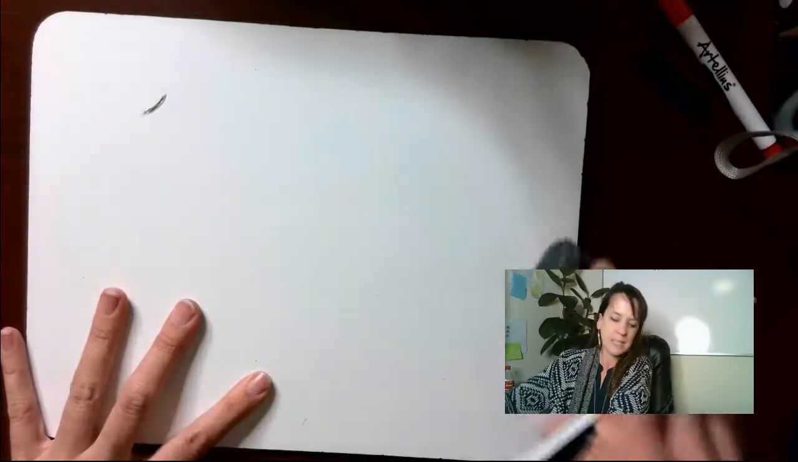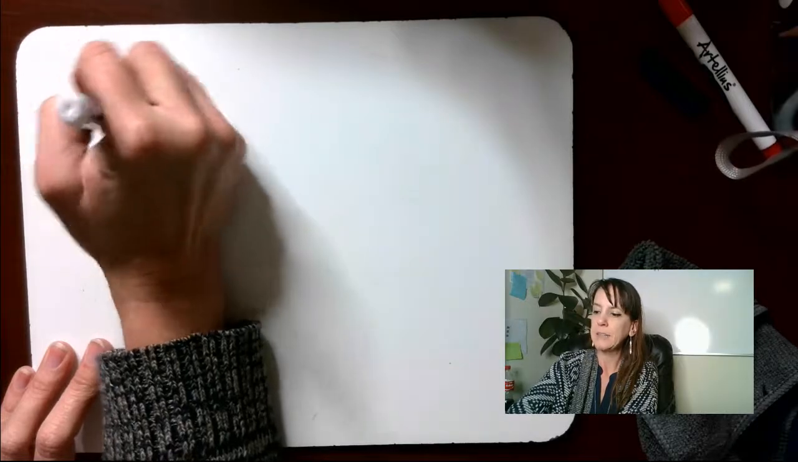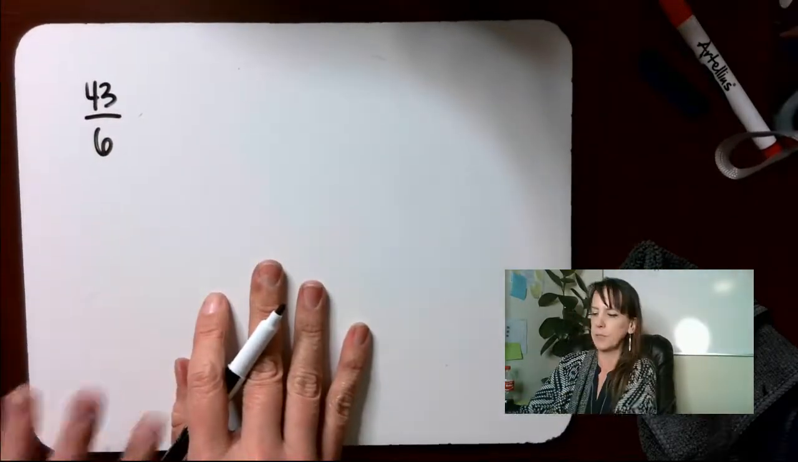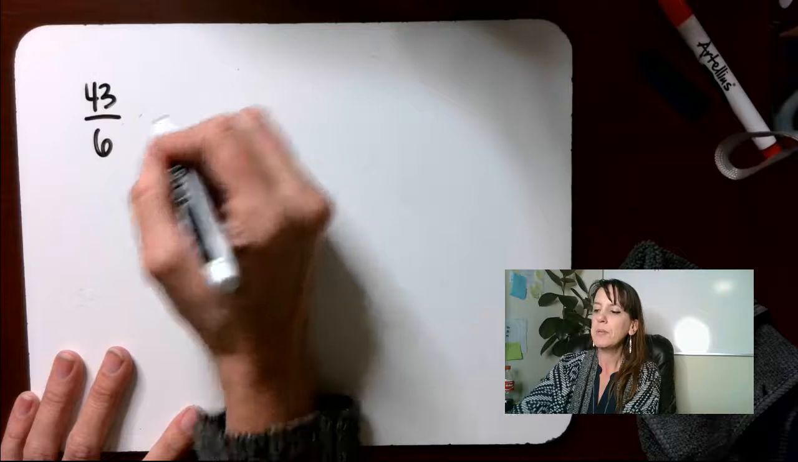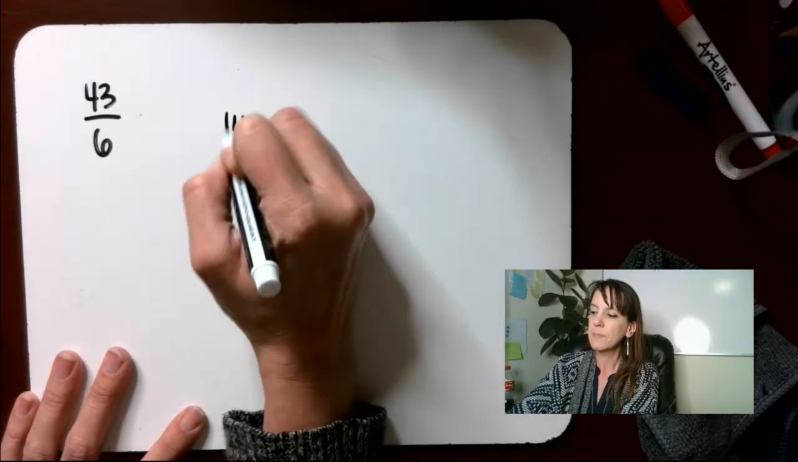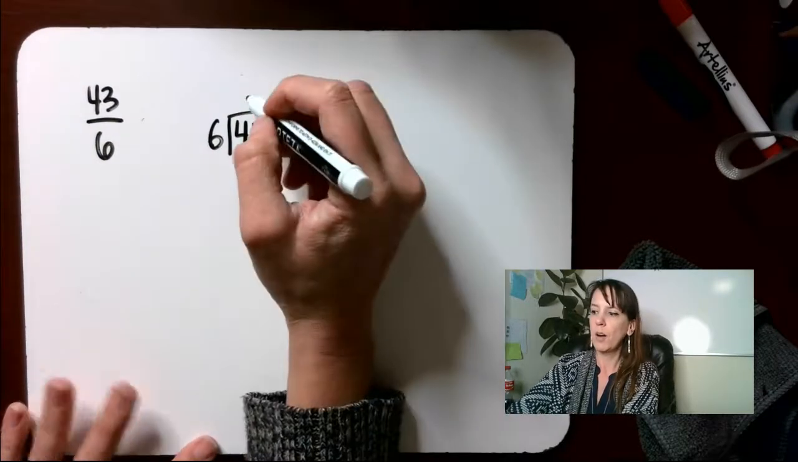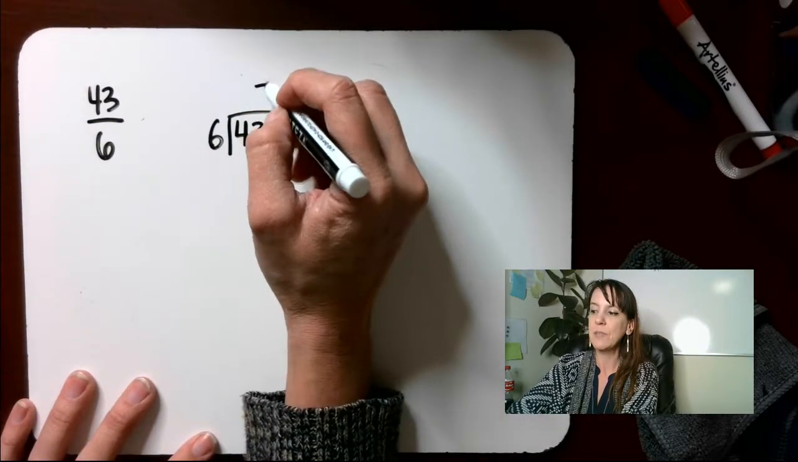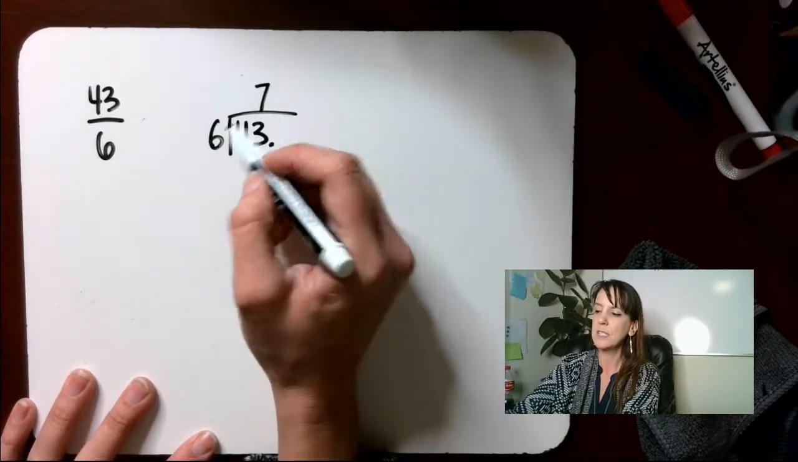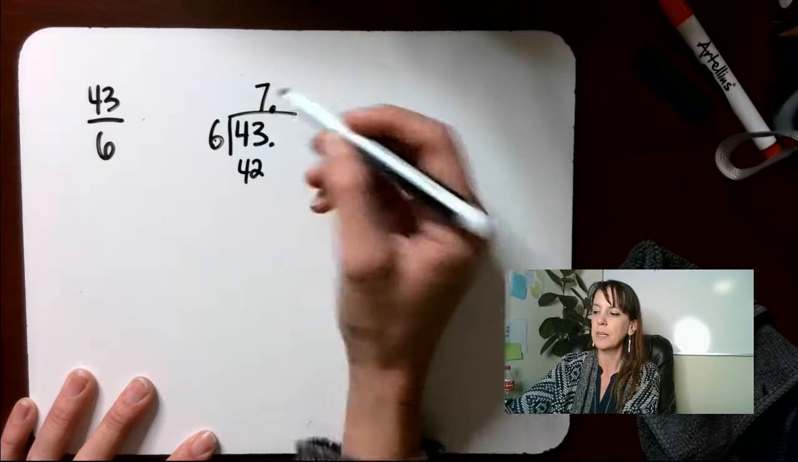For example, let's say we have 43 divided by 6. The way that we would do that is this goes under the table, this goes on top, right? So we put 43, we have 6. 6 times 6 is 36. 6 times 7 is 42. So 7 times 6 would give us 42. This decimal here gets boosted up to here.